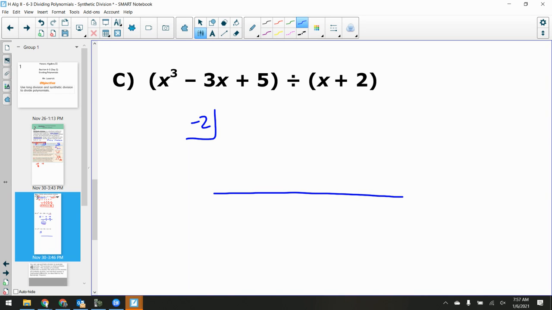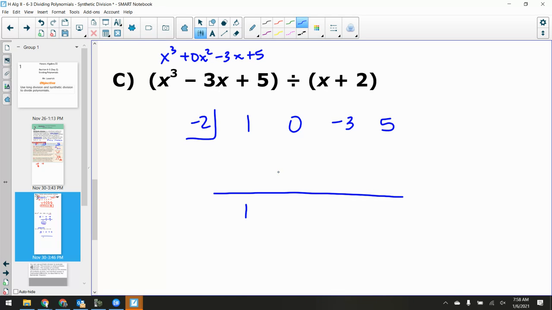Now, watch here. 1, 0, negative 3, 5. Did you catch the 0? That's kind of a tricky part about this. There is no x squared term. So this really should be x to the third plus 0x squared minus 3x plus 5. That's where the 0 comes in. 1, 0, negative 3, 5. Okay, drop down our first term.